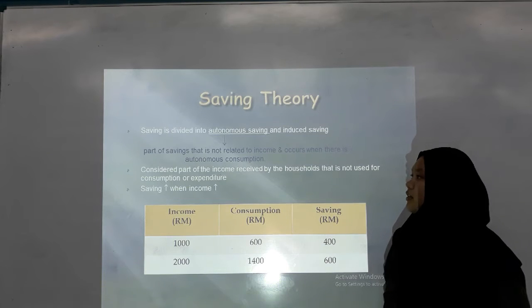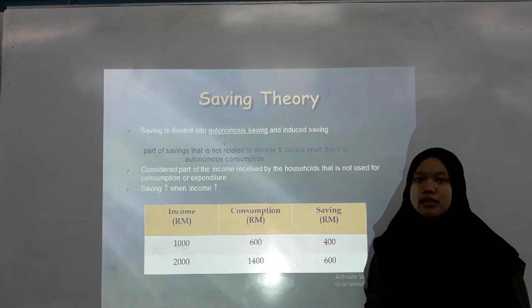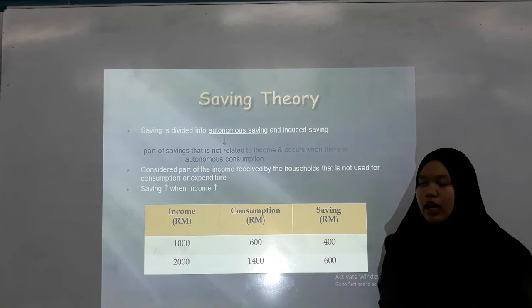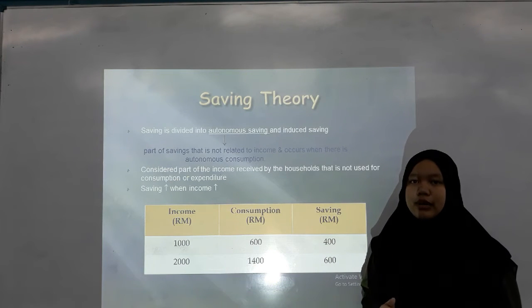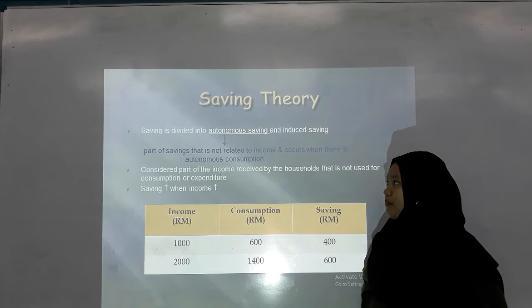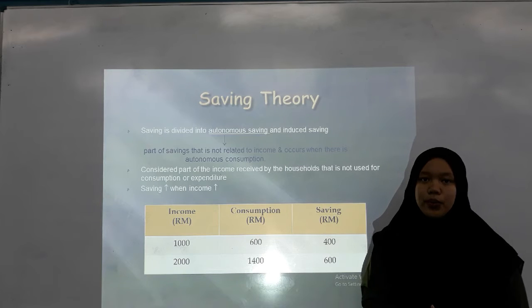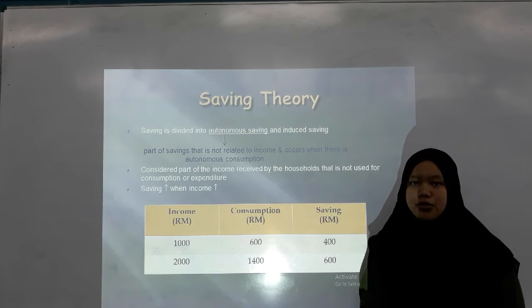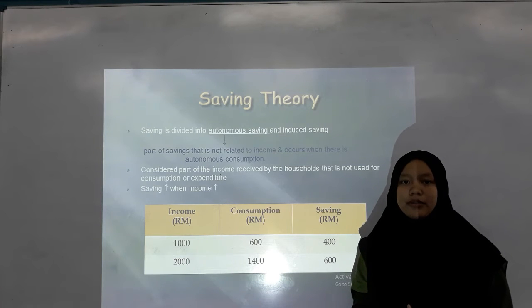Next is the saving theory. Saving is divided into two, which are autonomous saving and induced saving. Autonomous saving is the part of saving that is not related to income and occurs when there is autonomous consumption. Autonomous saving is a fixed saving that will not be affected by the income of consumers, whereas induced saving will be affected by the income of consumers.